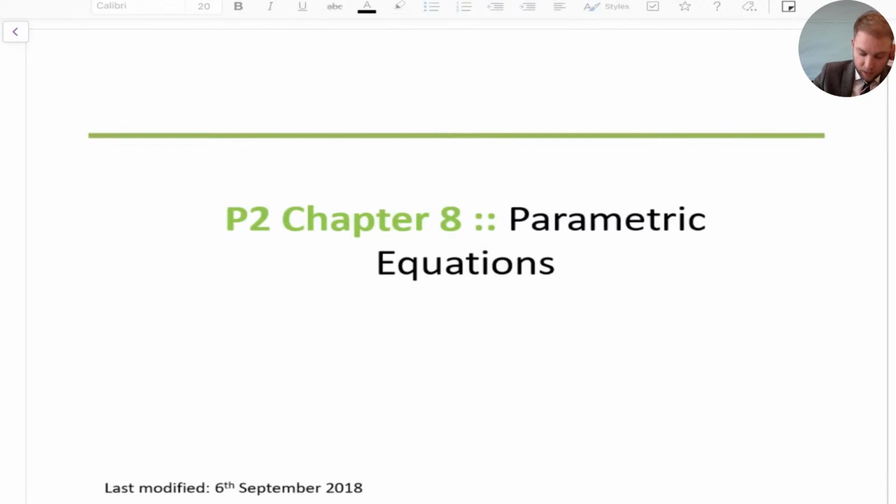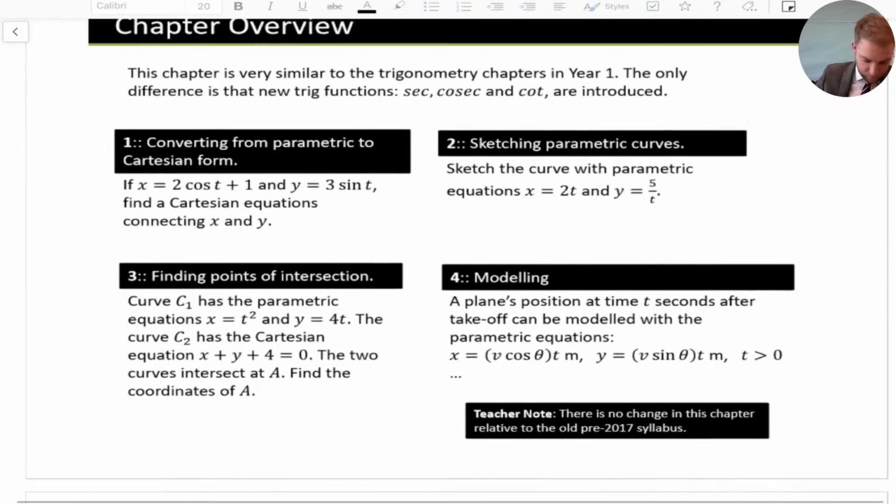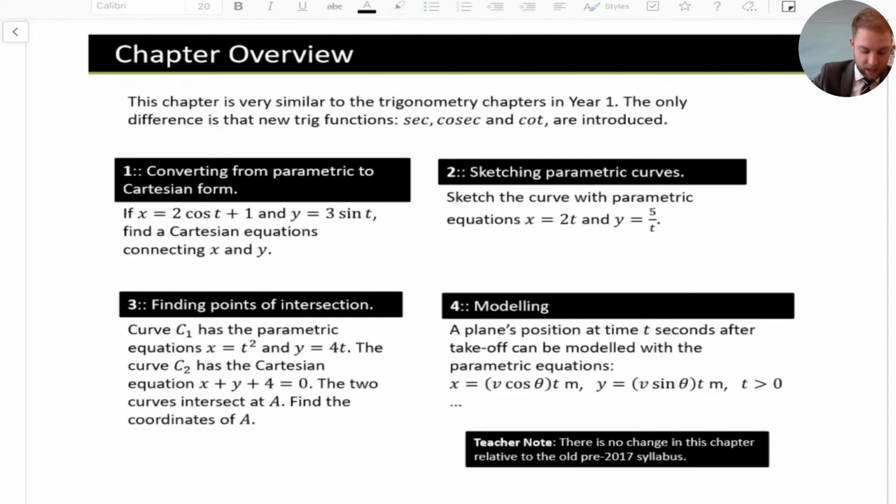So in today's lesson, we're going to be having a look at A-level chapter 8, which is Parametric Equations. This is just a quick overview of the chapter. First, we're going to be converting from parametric equation to Cartesian form. We'll talk about what that is in a second. Second, we're going to be looking at sketching parametric curves. Third, we're going to be looking at finding points of intersection, and then we're going to be looking at modelling.